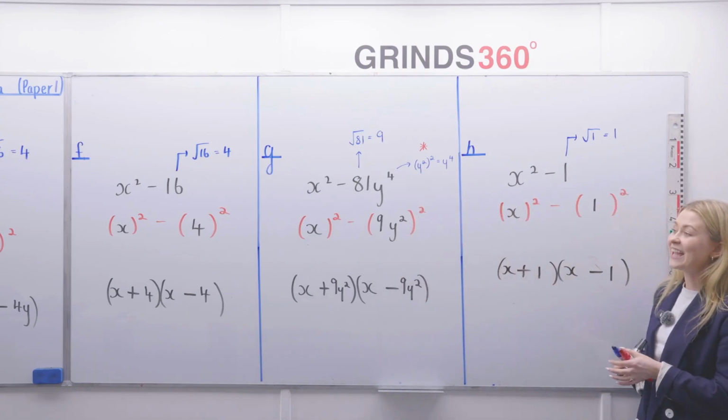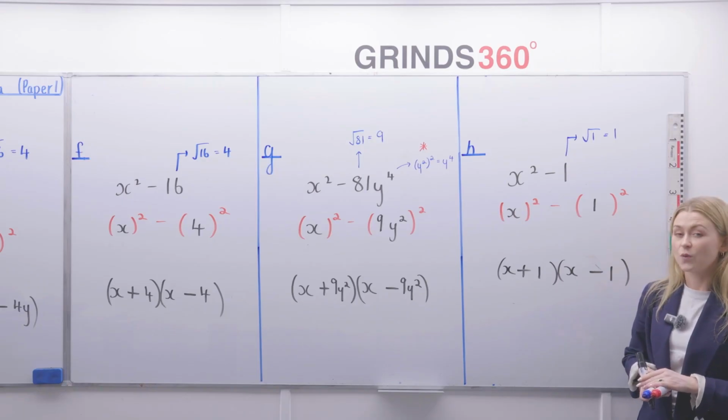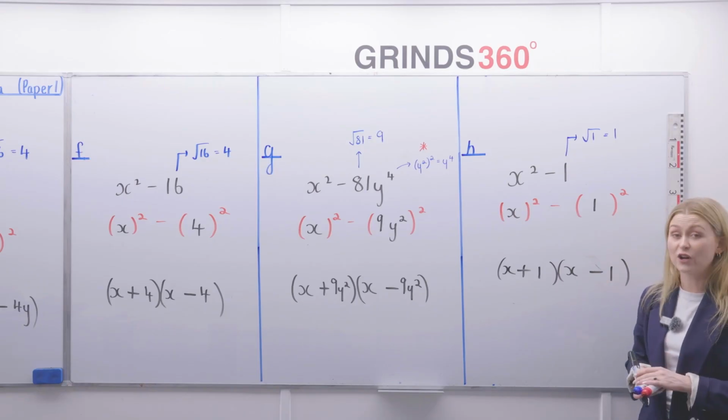Now that there is our third type of factorisation, which is difference of two squares. We're going to move on to factorising our quadratic trinomials next.